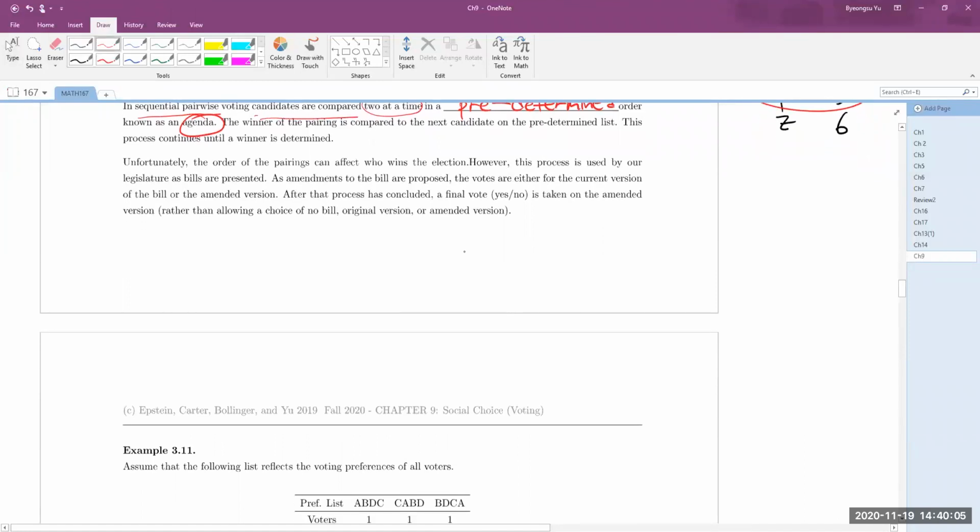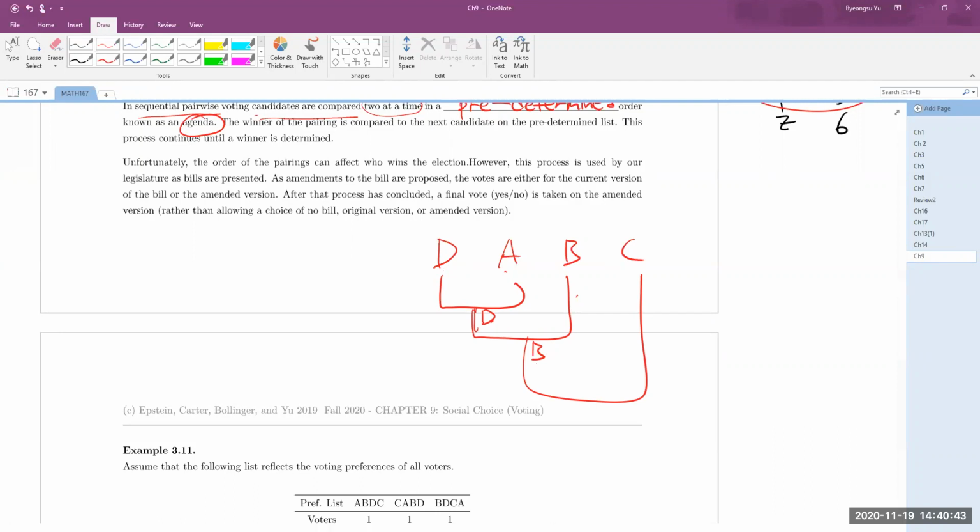So it means that if you have some preference list, you can just pairwise compare D and A, and the winner of this is also pairwise compared with B, and we can also think about C. So for example, if we just compare D and A without thinking about all others, if D wins, then we can also compare D and B without thinking about all other candidates. And if, for example, B wins, then you can just think about comparing B and C without thinking about all other candidates. So that's the sequential pairwise voting.